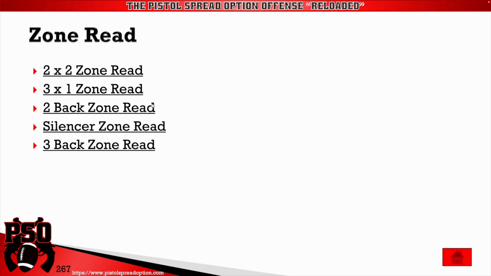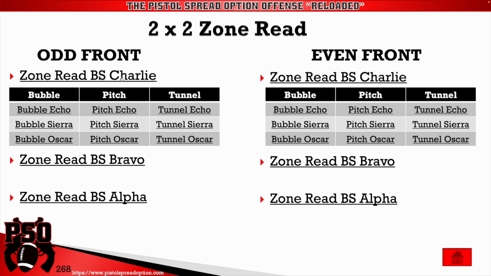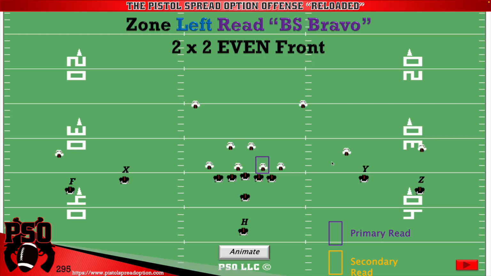Now I want to go back and I want to change who we read. So instead of reading our backside Charlie, this time we're going to read our backside Bravo. So let's start it out with an even front. I'm going to run zone left, so everybody's going to the left. I've still got my push crack. I've still got my edge.